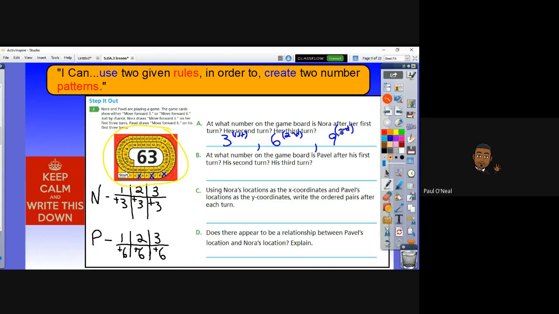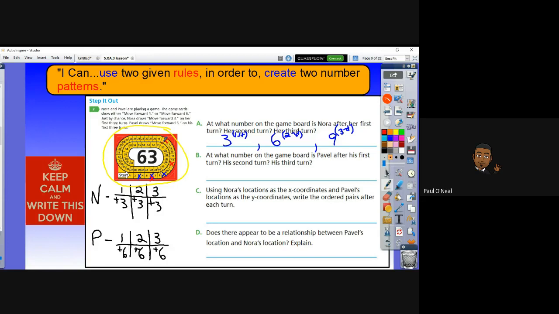Okay, B, it says, at what number on the game board is Pavel after his first turn, his second turn, his third turn? So I'm going to, of course, use red to help me out. So now let's count. Pavel's card said move forward 6. So if he does that each of his 3 turns, let's see, start 1, 2, 3, 4, 5, 6. Again 1 through 6, and again 1 through 6. So here we notice, of course, in red, those are Pavel's markings.